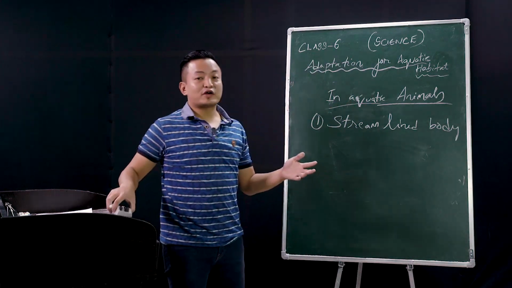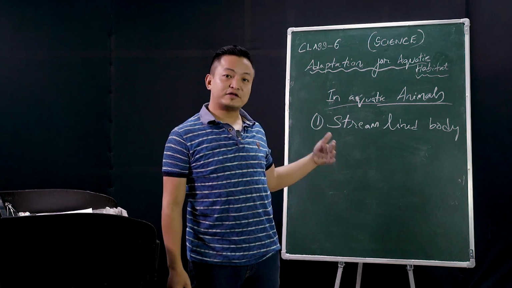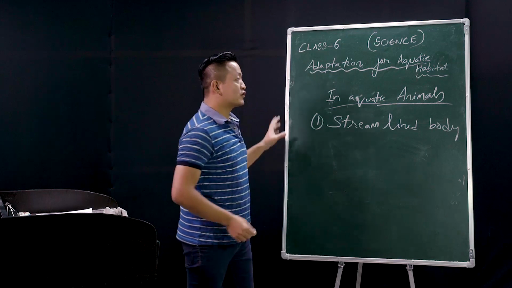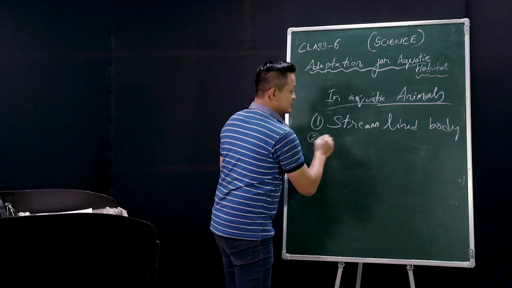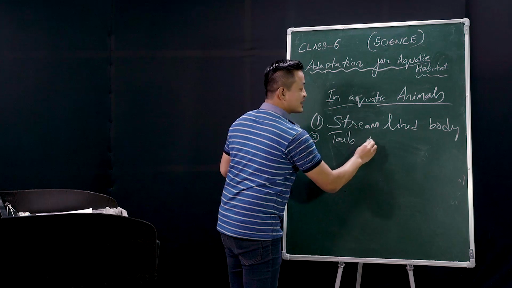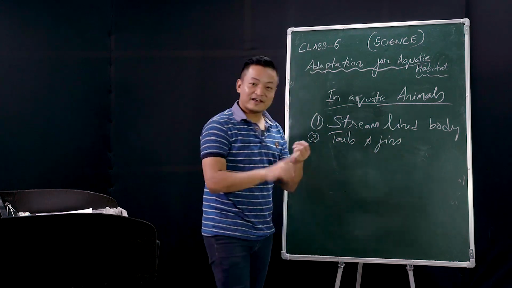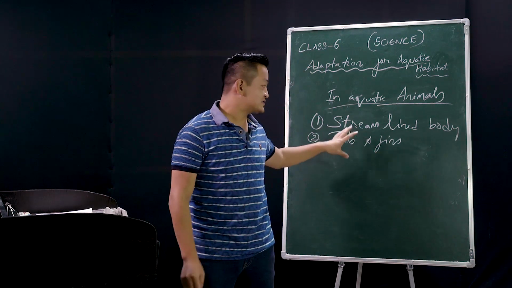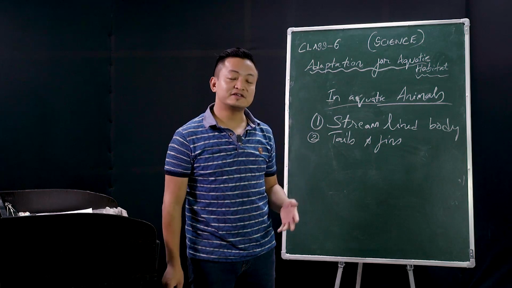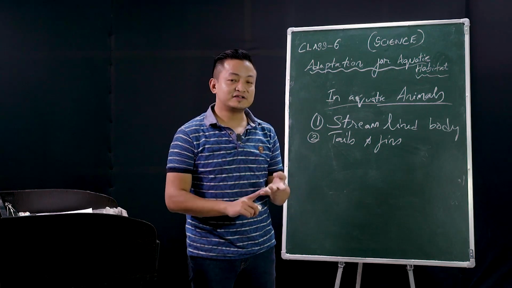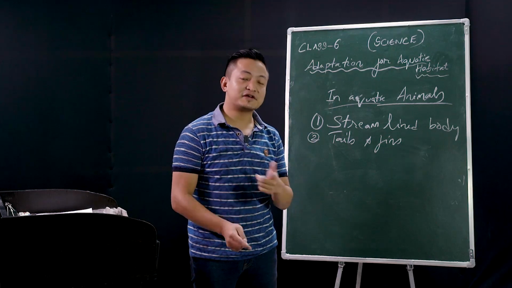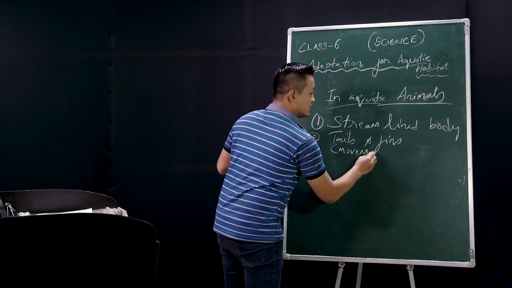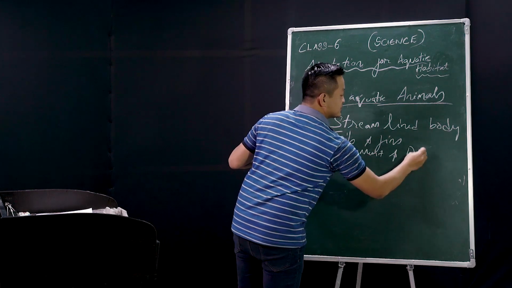So this streamlined body also helps them in their movement. Clear? They also have to flow. Now, the second important feature for fish is tails and fins, right? They have tails, they have fins. The presence of these tails and fins inside the fish helps them in movement as well as, in addition, direction. They have to change the direction inside the water. So tails and fins for movement and direction.